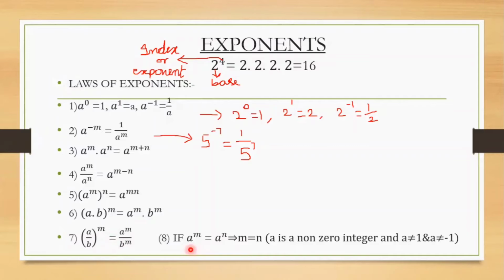Here, if a to the power of m equal to a to the power of n, the bases are equal, so the powers will also be equal. If a to the power of m equal to a to the power of n, then m equal to n. But there is one condition: a is a non-zero integer and also not equal to 1, not equal to minus 1. So these are the laws of exponents.